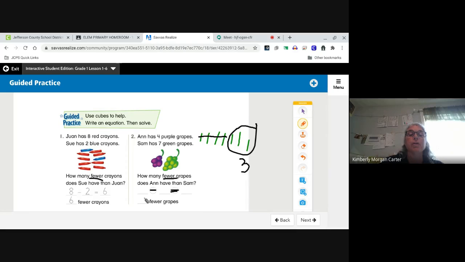Let's write our problem. We know that the bigger number has to come first because if I only had 4, I couldn't take 7 away. It just wasn't enough. So Sam has 7, Anne has 4. So poor Anne, she didn't get as many grapes as Sam. She has 3 fewer grapes. Remember that this number and this number are called the add-ins, and the number after the equal sign is called the sum.